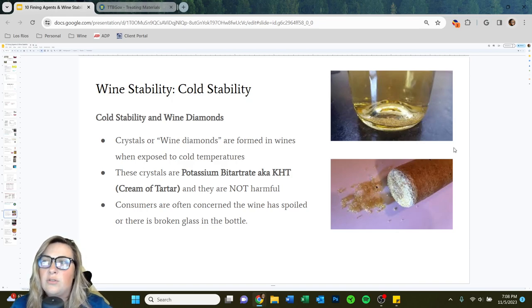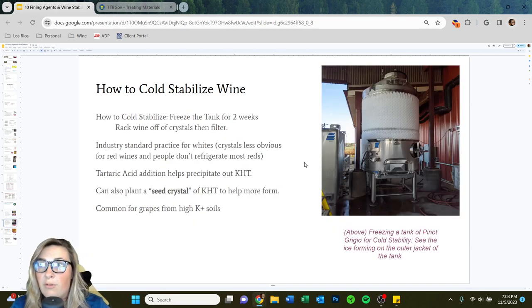That has been a huge concern. That's not the case. It's completely harmless, but needless to say, wineries try to prevent this from happening, so that way consumers don't get angry and want refunds. So how do we make sure our wine is stable so this doesn't happen?